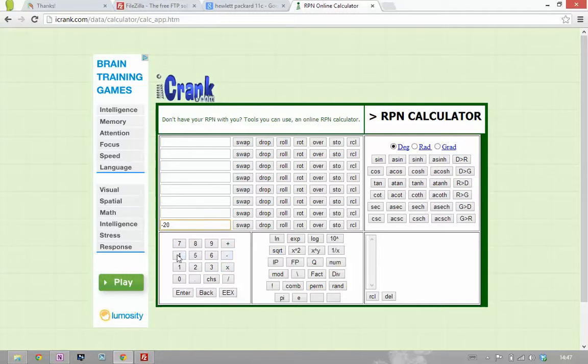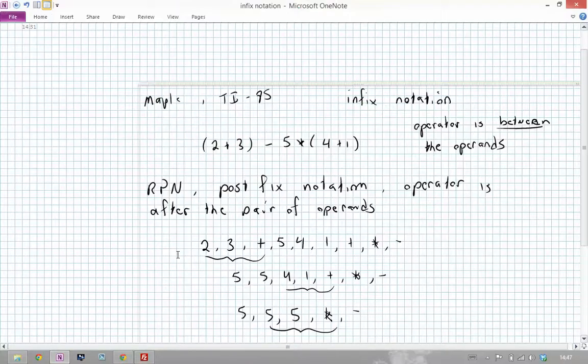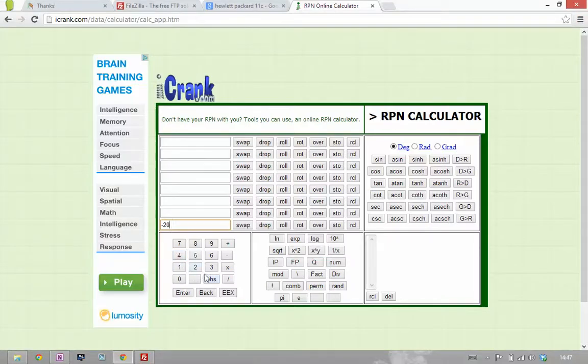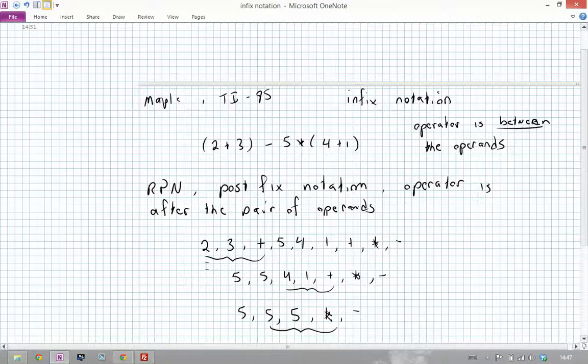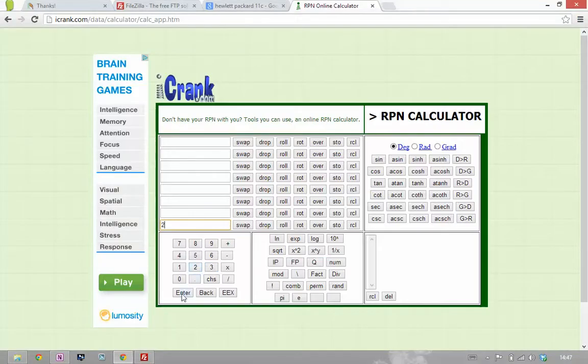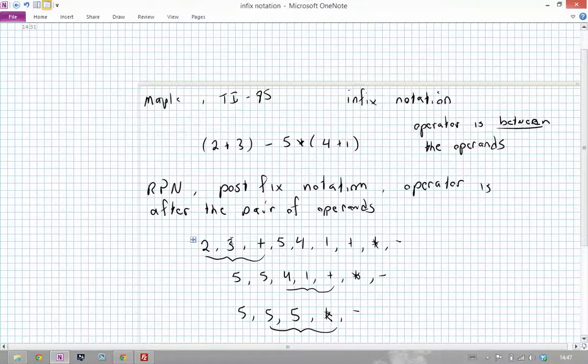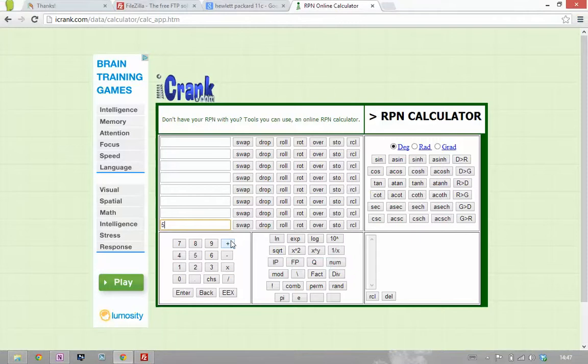So let me do that one more time. Clear this guy out. This is not my trusty HP, so I'm not as comfortable on this thing. 2, enter, 3, plus, and then I have to do the parentheses in my head. 4, enter, 1, plus, 5 times, subtract.